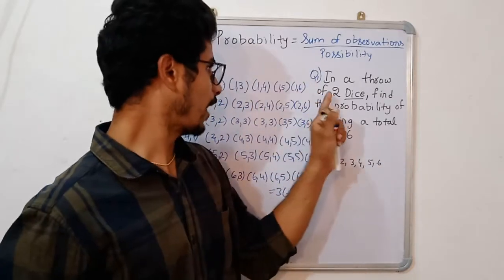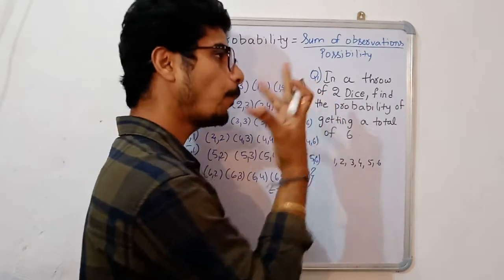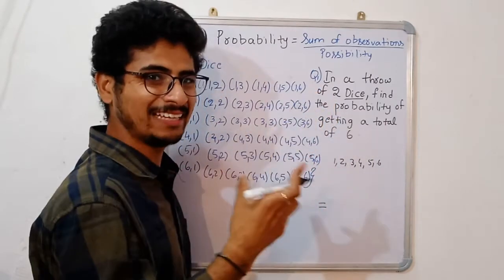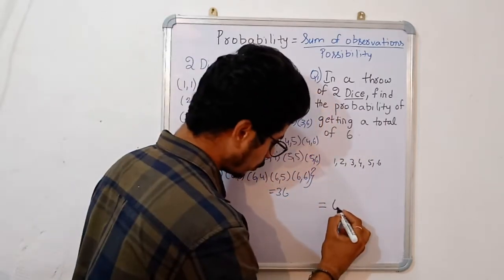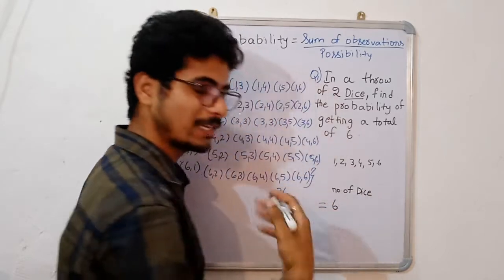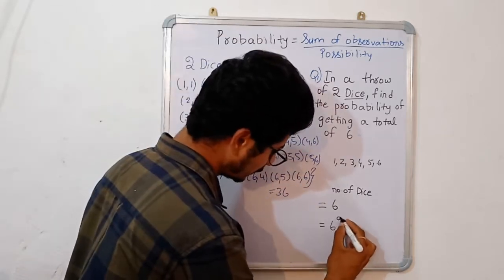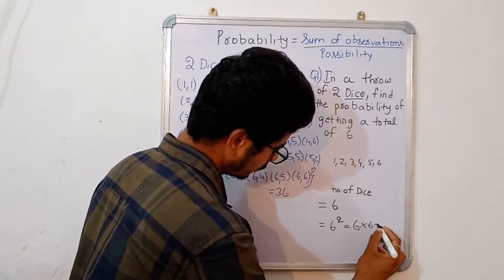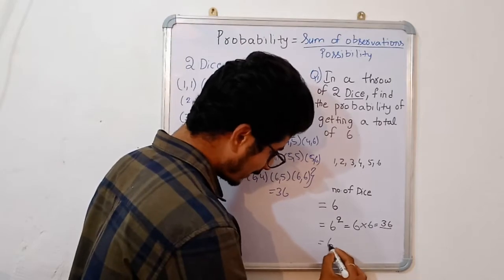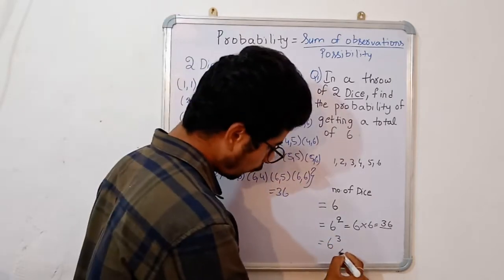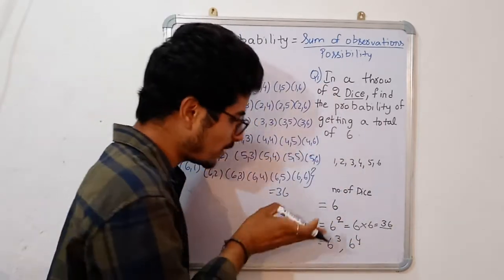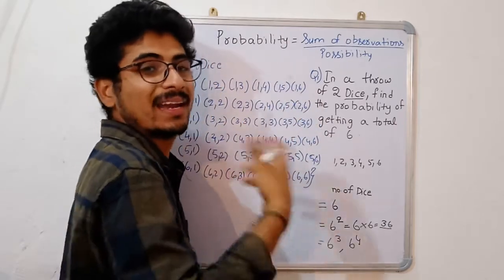Next, here we have 2 dice. We need to find the possibility first. A dice contains 6 faces, right? So 6 into the number of dice. If there are 2 dice, the possibility will be 6 square equals 6 into 6 equals 36. If we have 3 dice, it will be 6 cube. If we have 4, it will be 6 power 4. If we have n, it will be 6 power n. So this will be the possibility for the number of dice given.